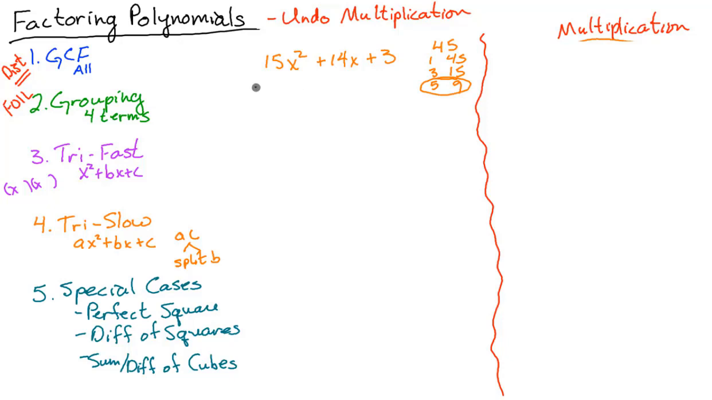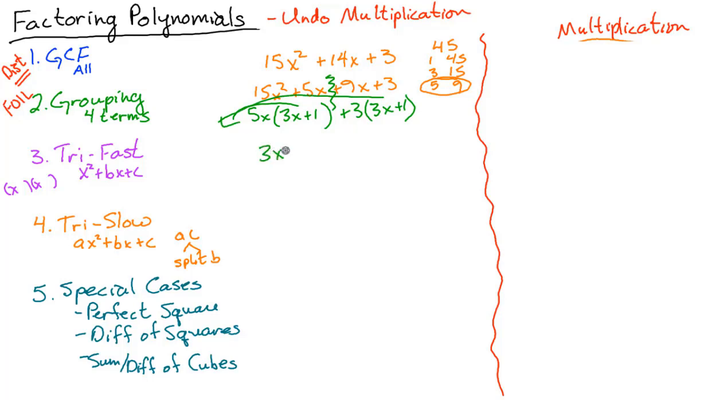So we break this up into 15x squared plus 5x plus 9x plus 3. All right, we now have how many terms? 4 terms. Let's do the grouping. Cut that in half. We can pull a 5x out of the front and be left with 3x plus 1. Pull a 3 out of the next one, and we're left with 3x plus 1. And now we can pull that 3x plus 1 out front, and we're left with 3x plus 1 times 5x plus 3.